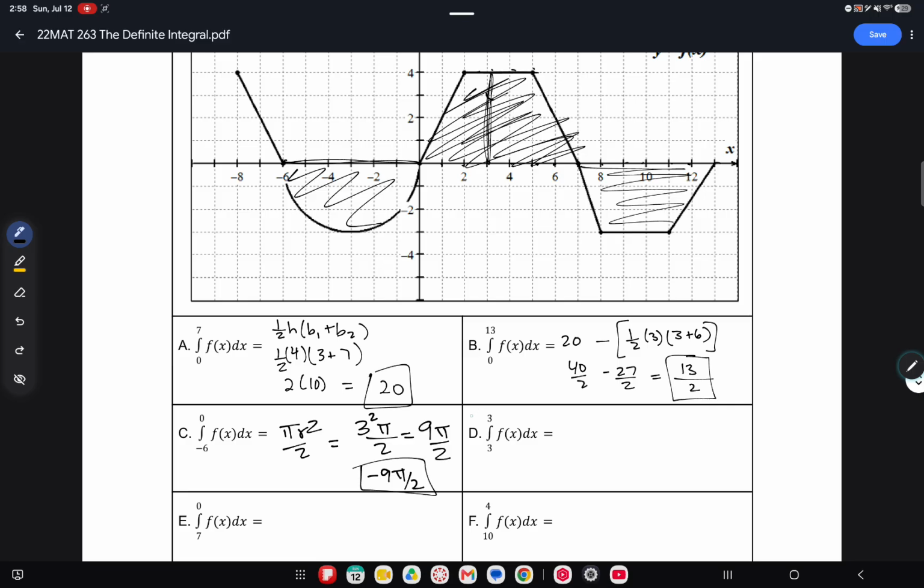All right, from 3 to 3 for the function, where's 3? There's no width to any shape there from 3 to 3. So we actually just have an area of 0, right?